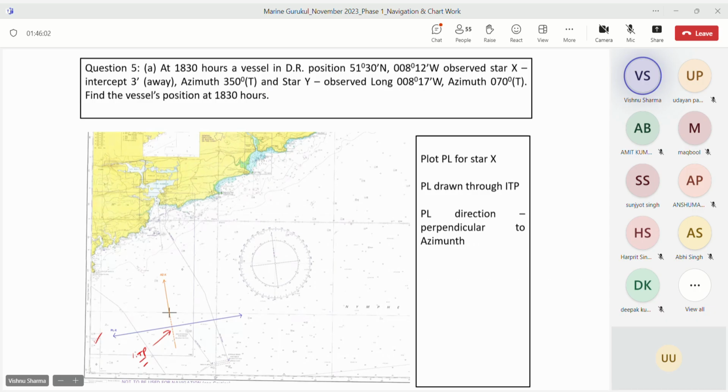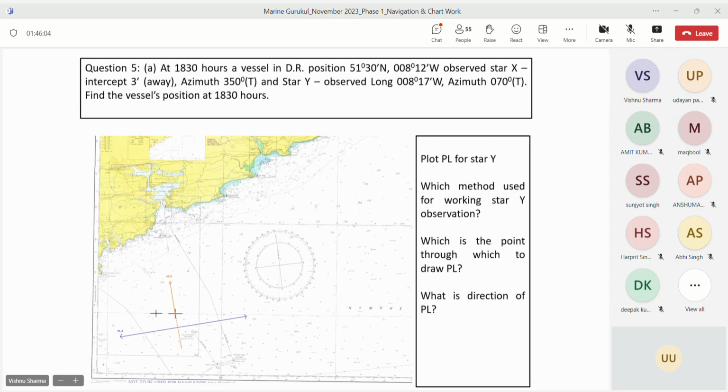Look at the question. What is the method for star Y? Long by crown. In long by crown, the PL is drawn through DR lat and observed long. Very good. So this was the DR lat. This is the DR long. So this is the DR lat, and this is the observed long.